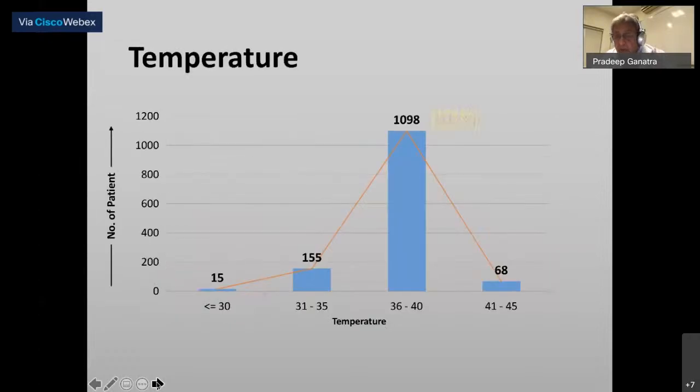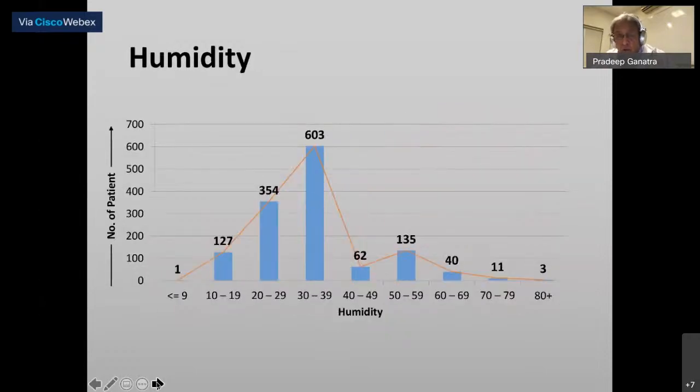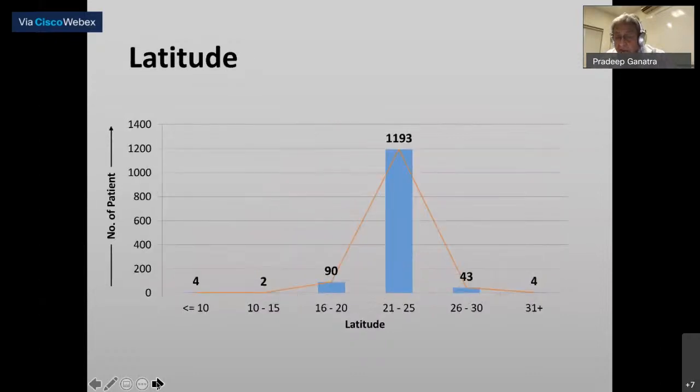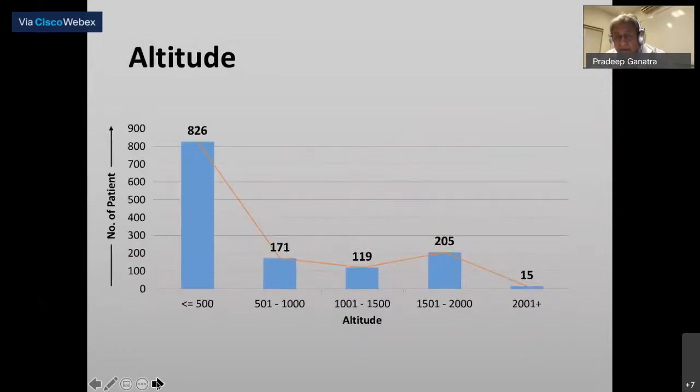It was observed that 82% of the patients were residing where temperatures were between 36 and 40 degrees Celsius, or what we say in Fahrenheit, 96 to 104 degrees Fahrenheit. Similarly, 45% of the patients were staying where the humidity was between 30 and 40%. Interestingly, 89% of our patients were residing between a latitude of 21 to 25 degrees north. Also, it was surprising to note that 61% of the people were residing within 500 feet above the sea level.